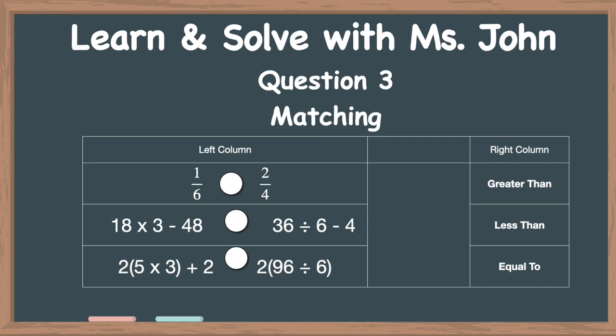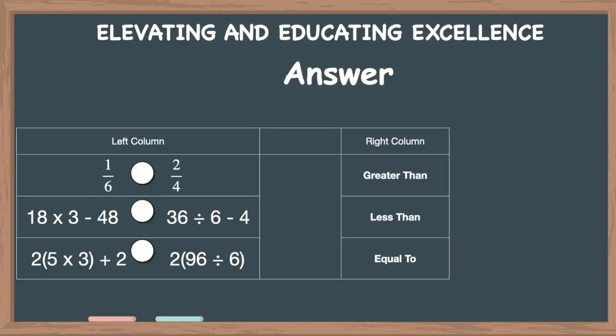Question number 3. We're going to match the left column with the right column. You got this. Answer. For the first one, we have 2 fractions. The best way to determine which one is greater or less than is simply by turning these fractions into a decimal. So we're going to take the top number and divide that by the bottom number. And you could use your calculator.